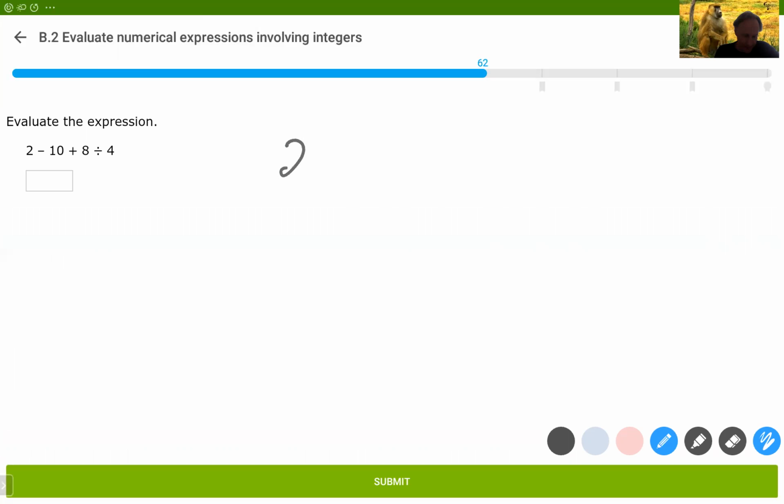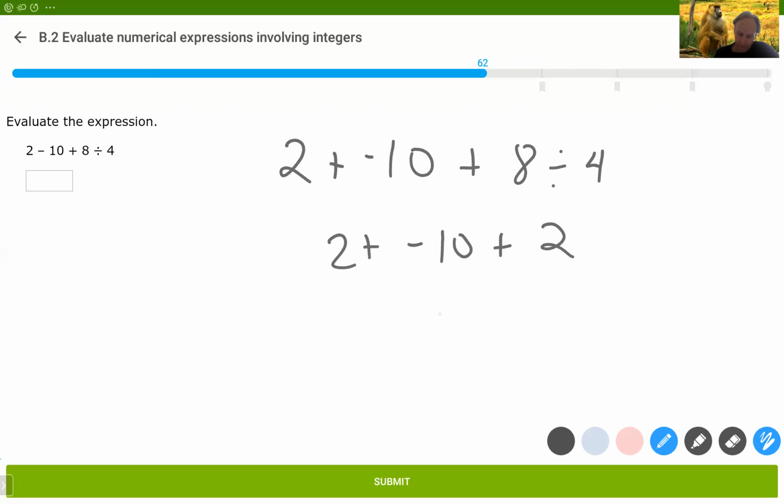That's the problem. All right, we've got 2 plus negative 10 plus 8 divided by 4. It is easy to make errors. This is 2 plus negative 10 plus 2, and it looks like we've got negative 6.